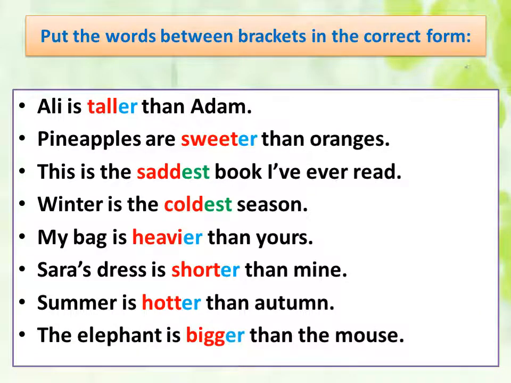So Ali is taller than Adam. Pineapples are sweeter than oranges. This is the saddest book I ever read. Winter is the coldest season. My bag is heavier than yours. Sarah's dress is shorter than mine. Summer is hotter than autumn. The elephant is bigger than the mouse.